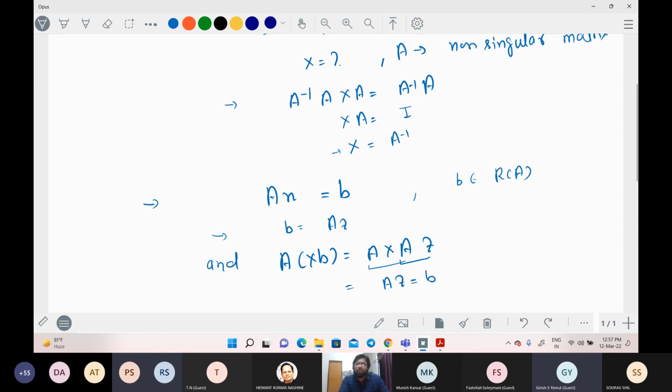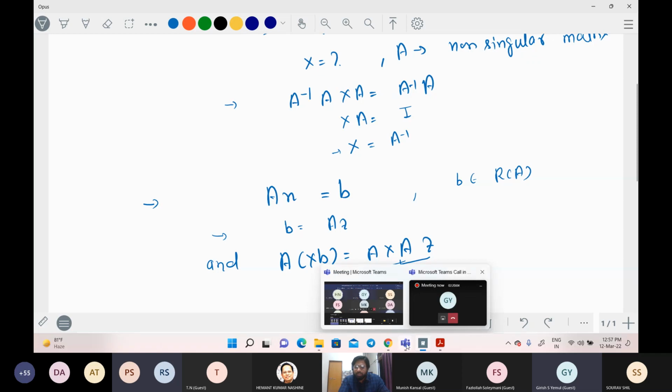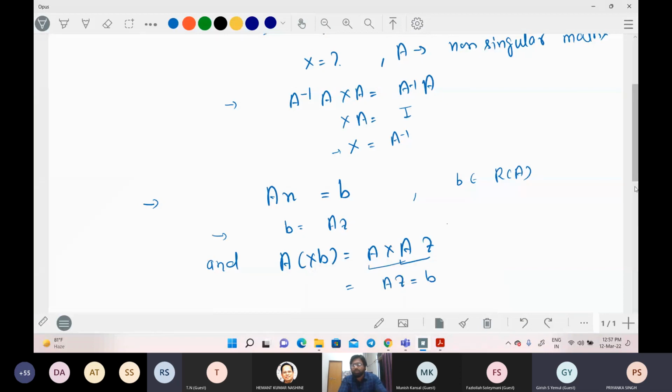So we can write in place of here Az, which is equal to b. Excuse me, sir. What have we got? Can you again repeat this step, AXb equals, after AXb equals b? Okay. Just one minute.